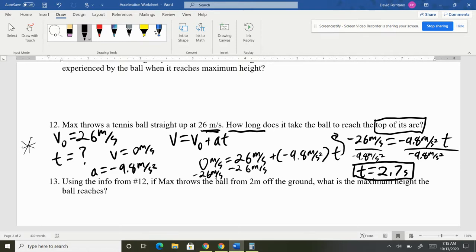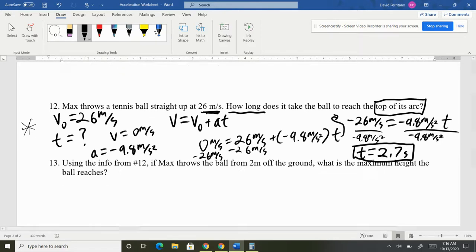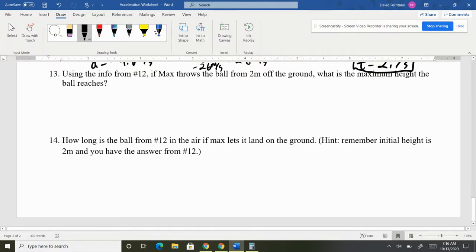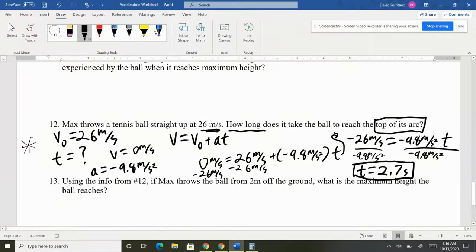Believe it or not, the time it takes to get to the top is actually half of the total time. So if you had to know how long it takes to do the whole arc, you would know that it is double that value, so long as you're going to the same height. Okay. So, number 14 kind of does that, but it wants you to go to the ground, which is an extra 2 meters. So you got to do a little more math to get to that.